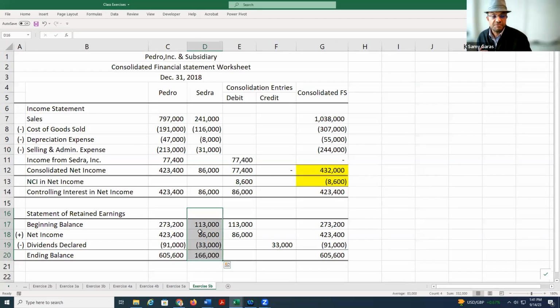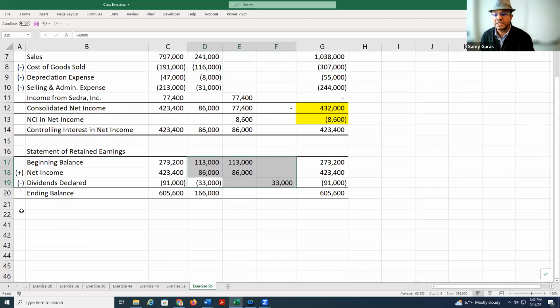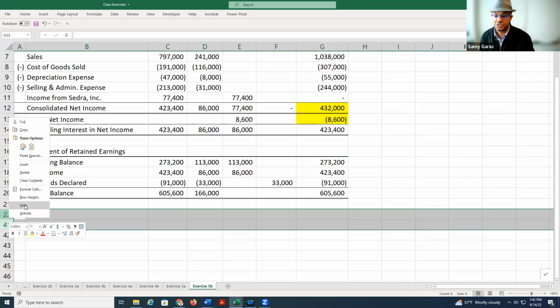And now, if you remember from the previous exercises, we have to close off everything related to the subsidiary retained earnings. So this amount is credit, I put it debit. The same thing, the net income credit, I put it debit. The dividends debit, I put it credit. And by doing that, I will cancel everything related to the retained earnings of the subsidiary, and I will end up with the retained earnings for the parent company. Once we do that, we jump to the balance sheet.